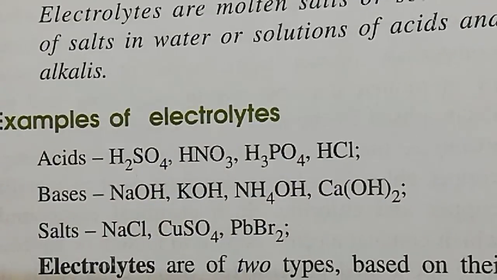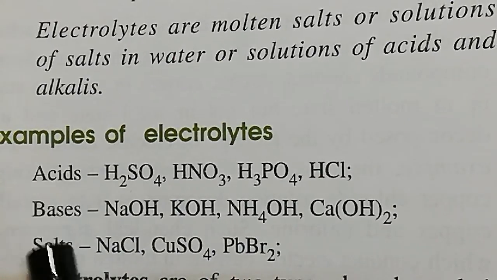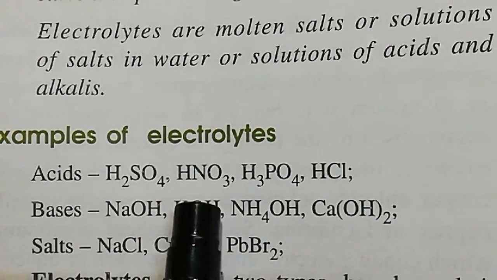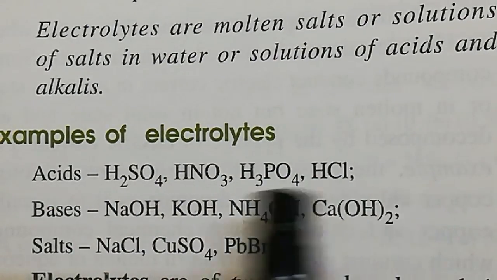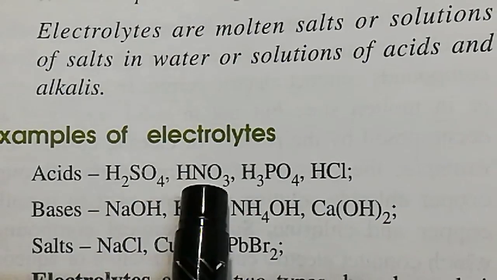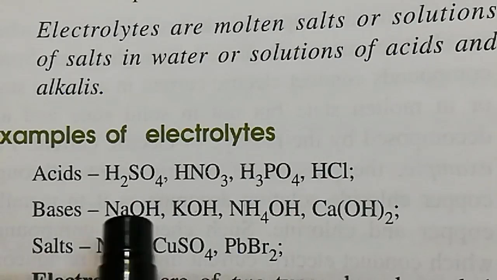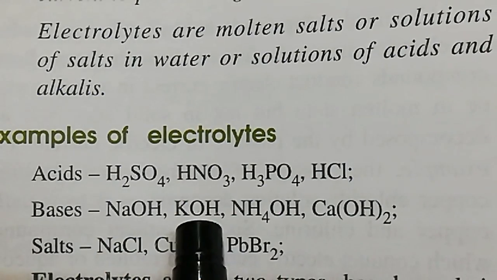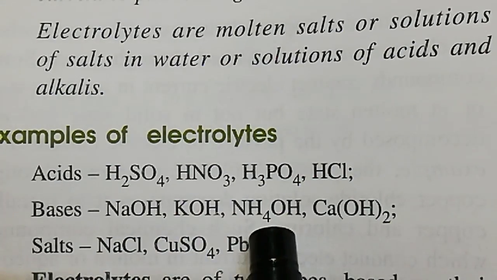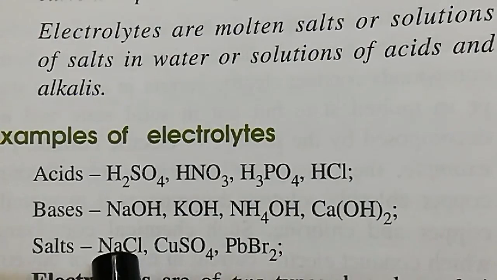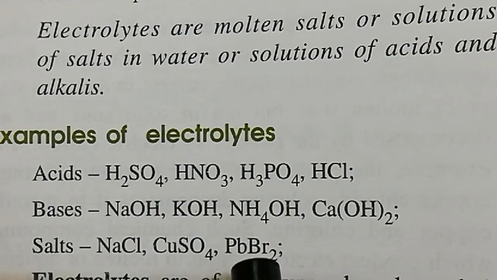Electrolytes can be acids, bases, or salts. Acids means H2SO4, HNO3, and you know the names of the compounds: sulfuric acid, nitric acid, phosphoric acid, hydrochloric acid. Among the bases, sodium hydroxide, potassium hydroxide, ammonium hydroxide, calcium hydroxide. Among the salts, sodium chloride, copper sulfate, lead bromide.